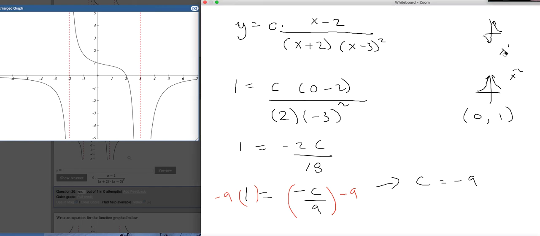And so my solution on this is exactly what I have there, except now we know c, and so that would be a -9 in front of that, and then that would be the solution.